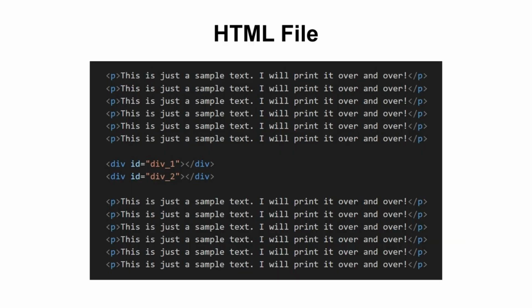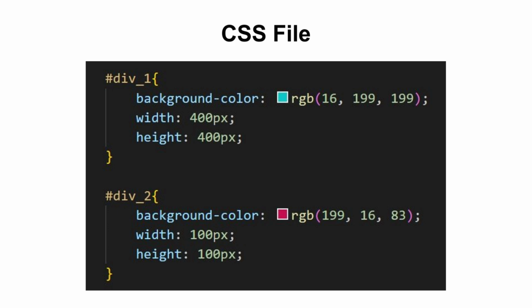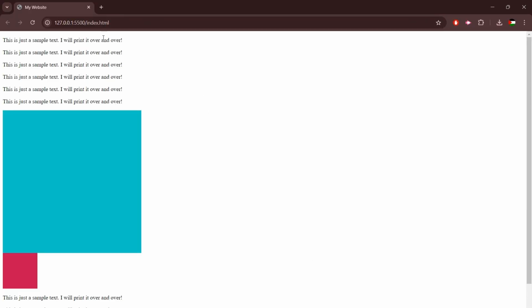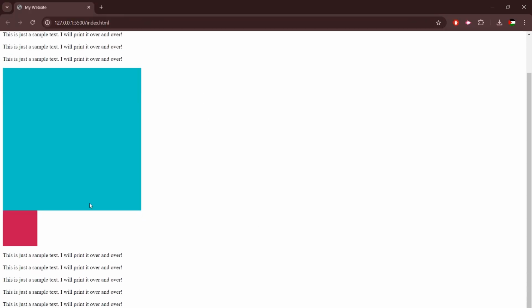To get us started, I will just write a website that closely resembles an article. A bunch of paragraph tags at the beginning, then two div elements, and finally a bunch of concluding paragraph tags. In my CSS file, I will set the width and the height of div 1 to be 400 pixels long, and I will color the entire thing blue. Then for div 2, I will set the width and the height to only 100 pixels long, and I will color it red. So in our website, we should see paragraph lines, square divs, and more paragraph lines at the end.